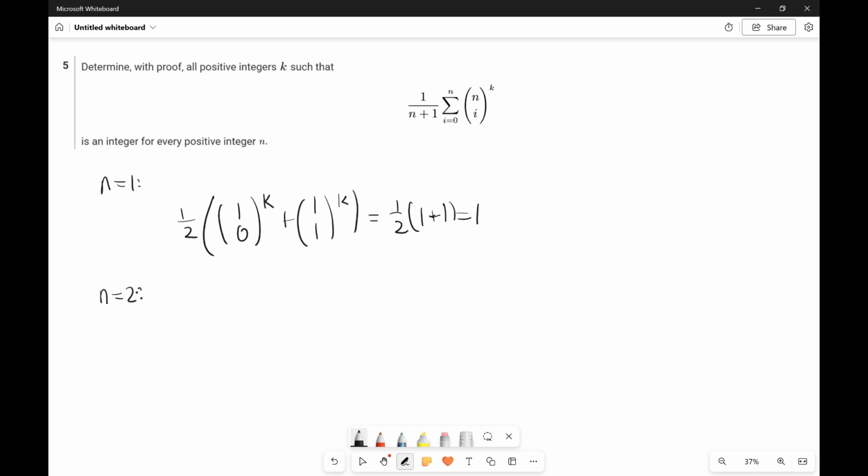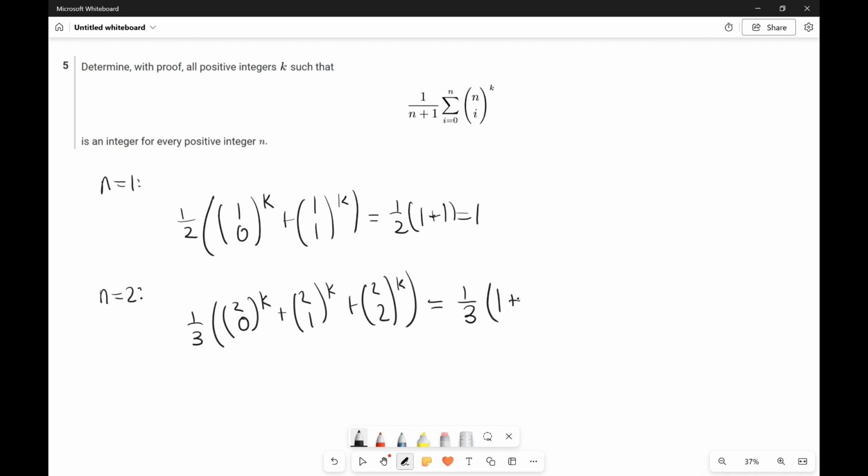So we have n equals 2 here. Then we have 1/3 times (2 choose 0) to the k plus (2 choose 1) to the k plus (2 choose 2) to the k. And then if we evaluate this, we end up getting 1/3 times 1 to the k, that's just 1, 2 to the k, that's 2 to the k. That's an interesting case. Maybe that can help us somehow. And then plus 1 again. So we have (2 to the k plus 2) over 3.